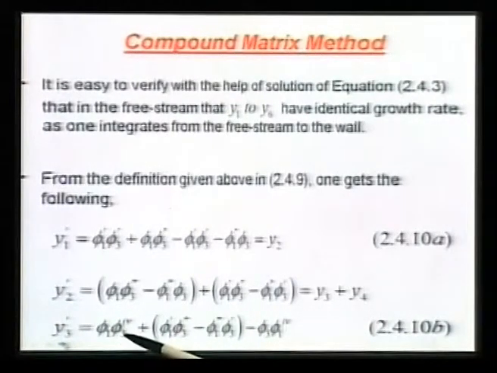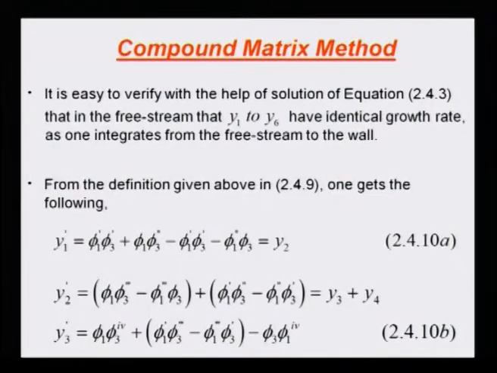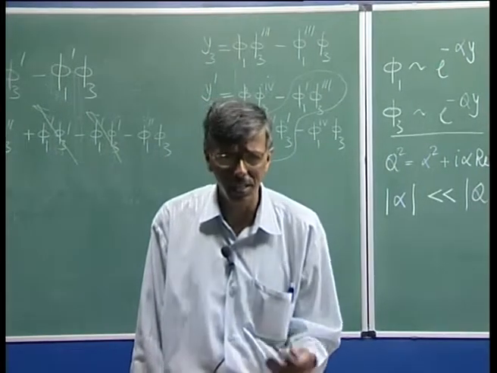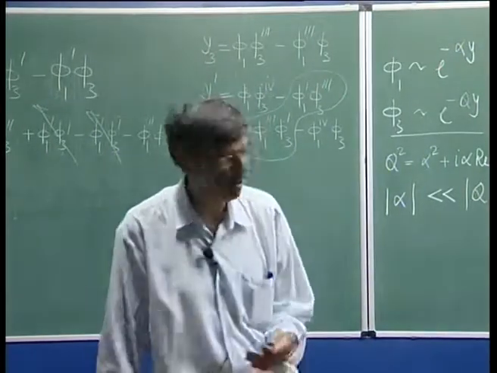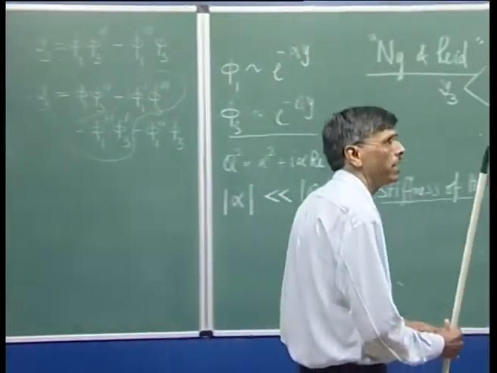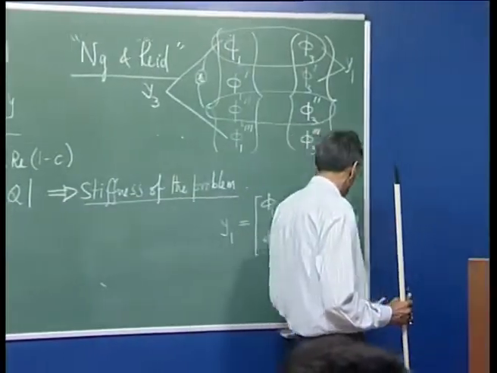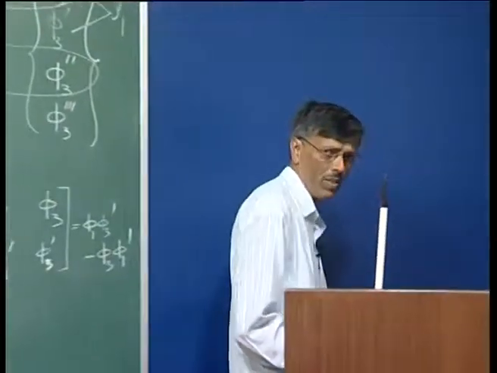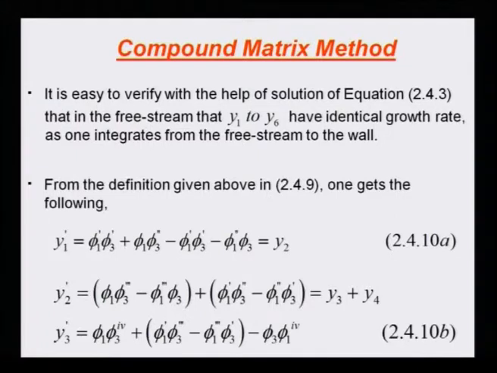But what happens to this phi 3 fourth derivative and phi 1 fourth derivative? Because phi 1 and phi 3 are solutions of the Orr-Sommerfeld equation, they themselves satisfy the Orr-Sommerfeld equation. So, we could write it down, and I think that is what we will be doing in the next class. So, when we meet the next time, we will obtain all the solutions. Okay. We will stop here.